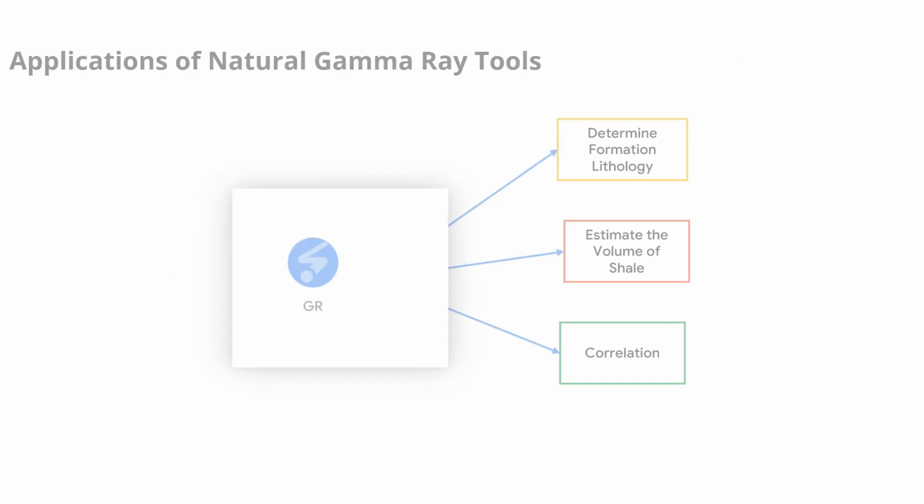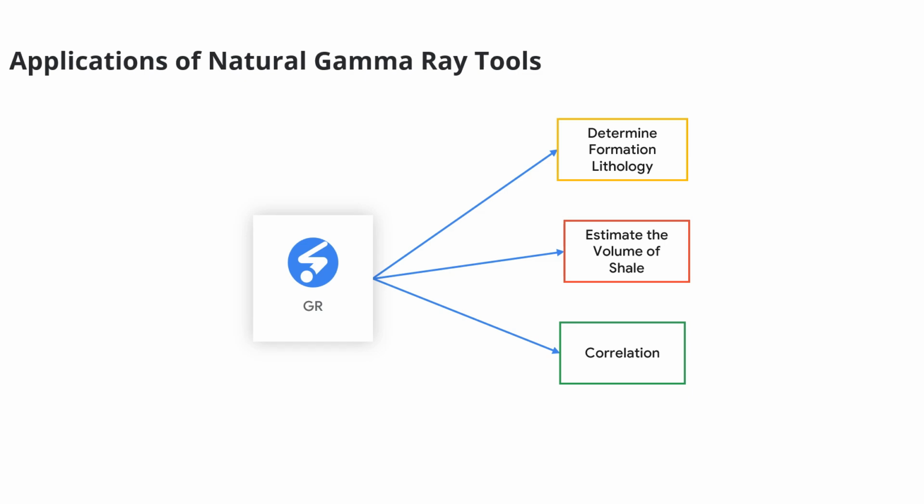And why do we measure that? Well, the primary application of natural gamma ray tools is to assist in determining formation lithology. Different rocks contain varying amounts of potassium, uranium, and thorium, which helps in lithology determination when combined with other measurements. Gamma ray tools also estimate the volume of shale and correlate log responses between wells.